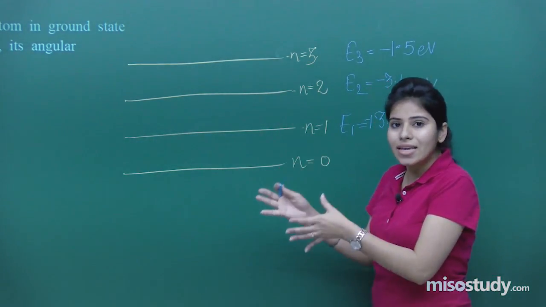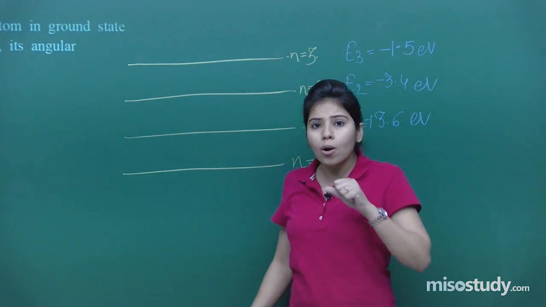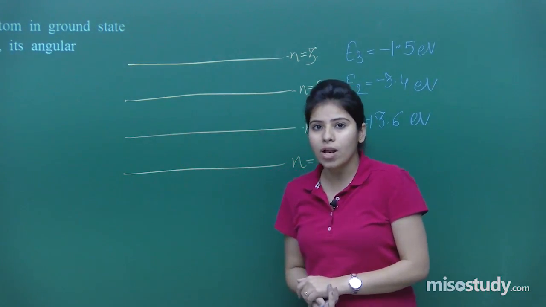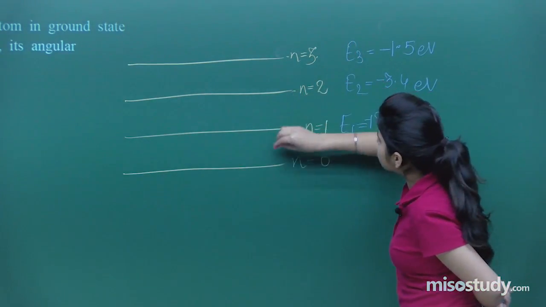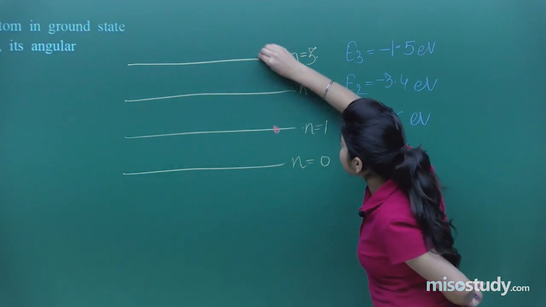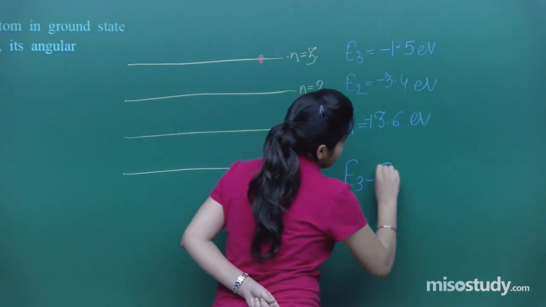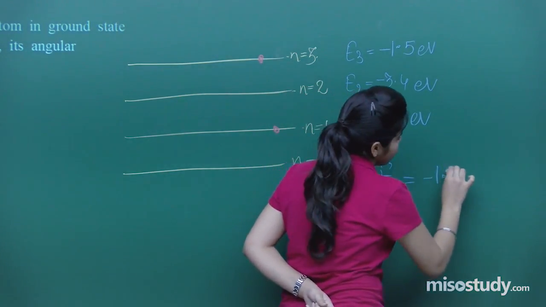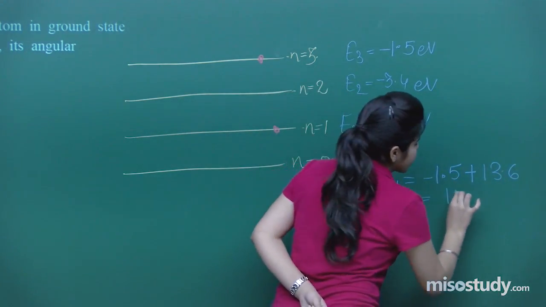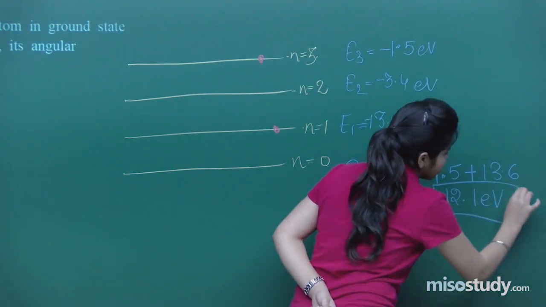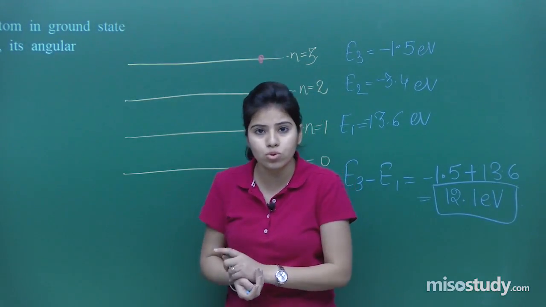So in the question, the electron in the hydrogen atom in the ground state absorbs a photon of energy 12.1 electron volt. Let me mark the difference over here. The difference between this energy level and this energy level will be E3 minus E1, that is minus 1.5 plus 13.6, which definitely comes out to be 12.1 electron volt. That means your electron has reached the level n equals 3.